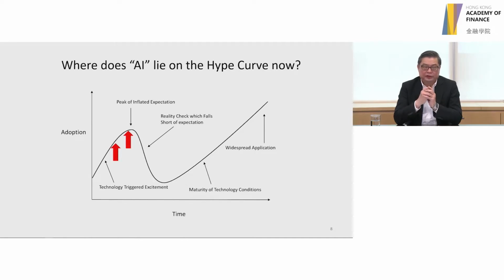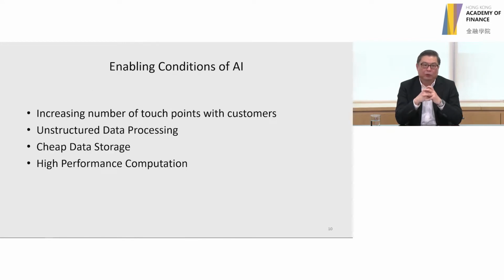So the question is, for the AI that we are currently experiencing, is it going through a first cycle? The red arrows point out, are we at the peak of the first cycle, or are we somewhere here? Before I give you my answer, I would like to highlight a number of enabling conditions of AI. The first is the increasing number of touch points with customers. Second is unstructured data processing. Third, cheap data storage, and then high performance computing. So let's go through each one of them.